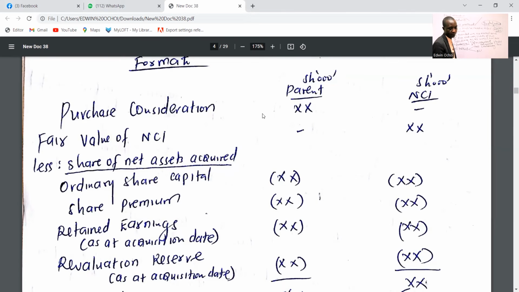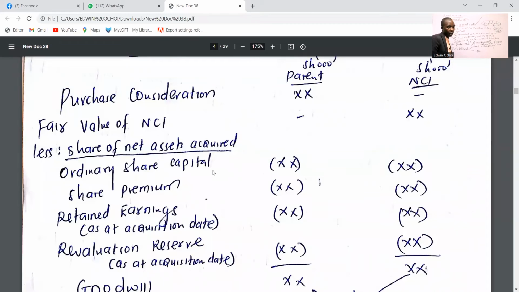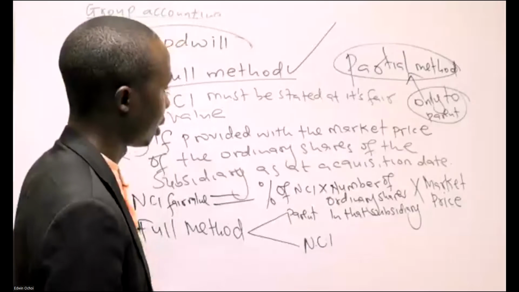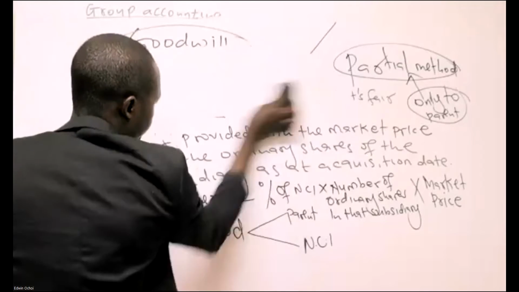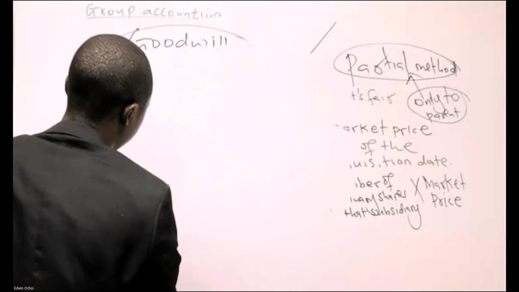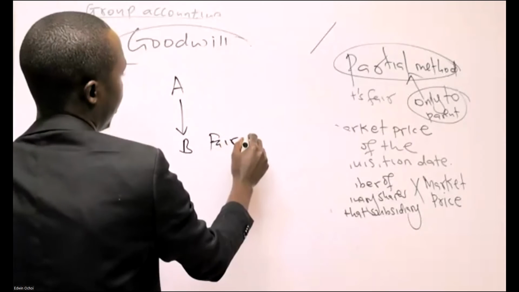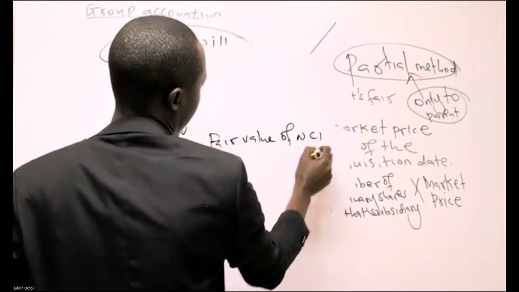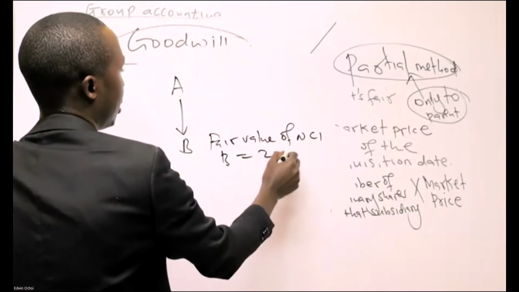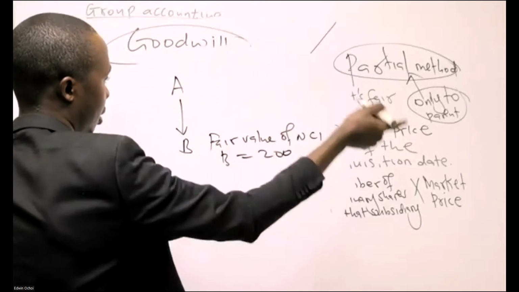So you take the purchase consideration and put it under the parent, and the fair value of the NCI under the NCI. Then, the share of net assets. Remember that the share of net assets are the net assets of the investee company which was acquired. So let's say, for example, it was A which acquired B. You have been given the fair value of NCI in B as 200. So that is what you put in the NCI.